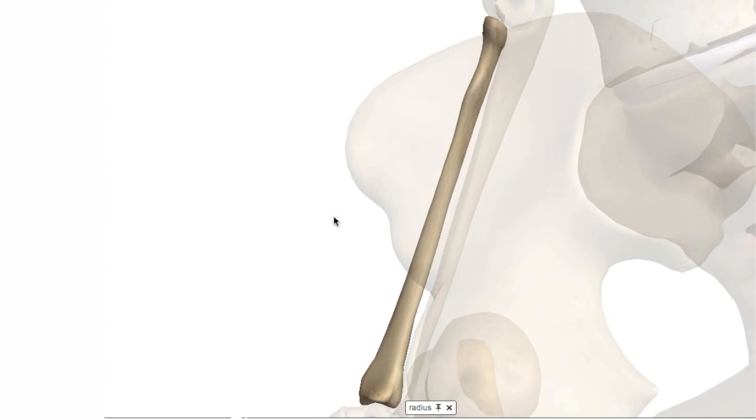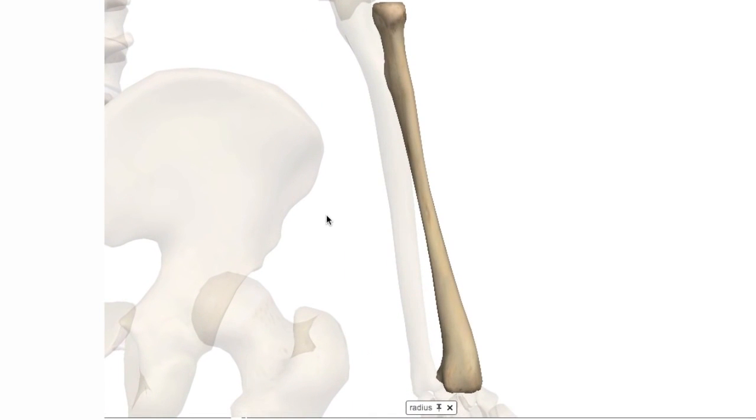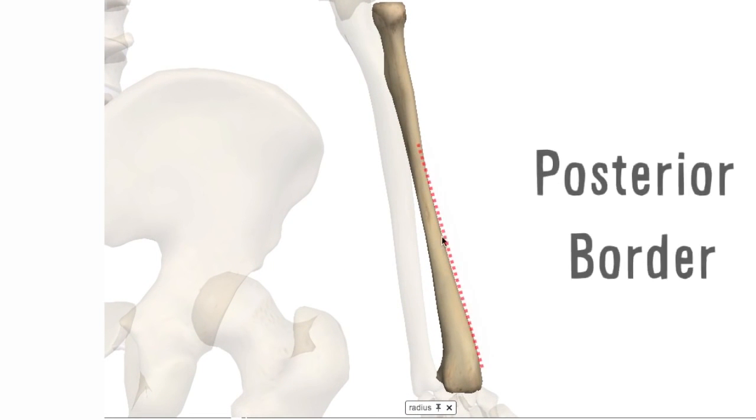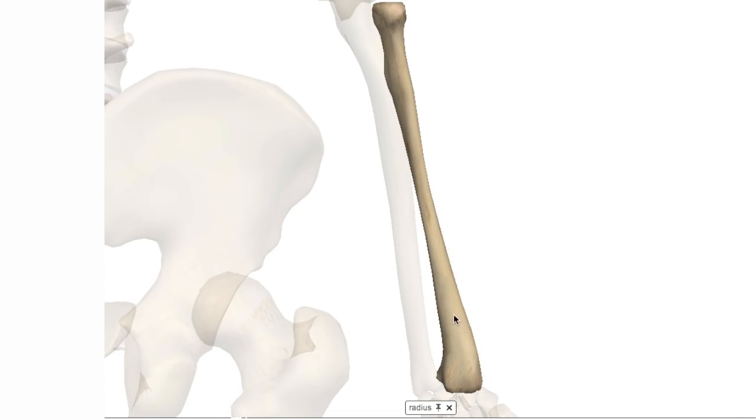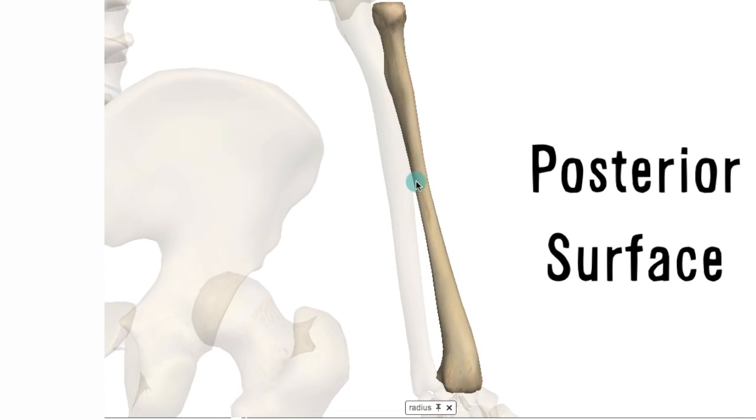Let's move all the way to the posterior view so I can show you that it also has a posterior border around here, which is the boundary between the lateral and posterior surfaces. And the posterior surface should be around here, as you can see.